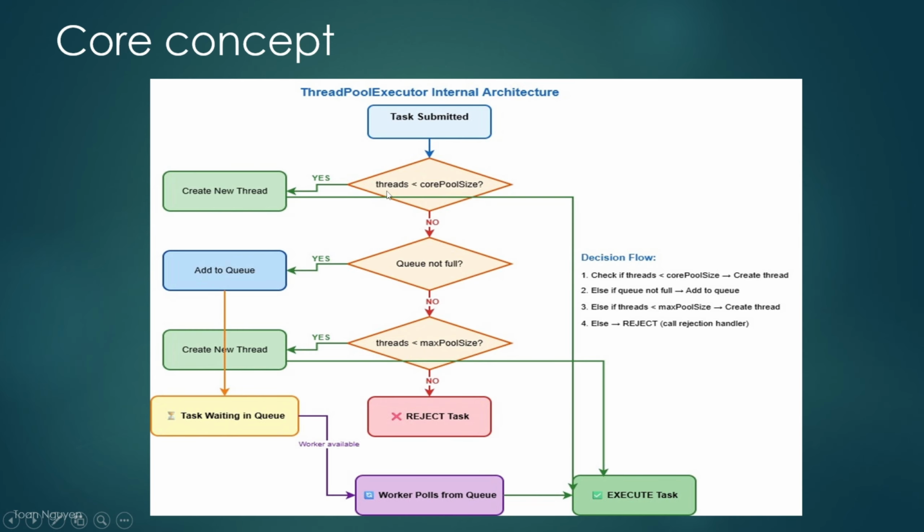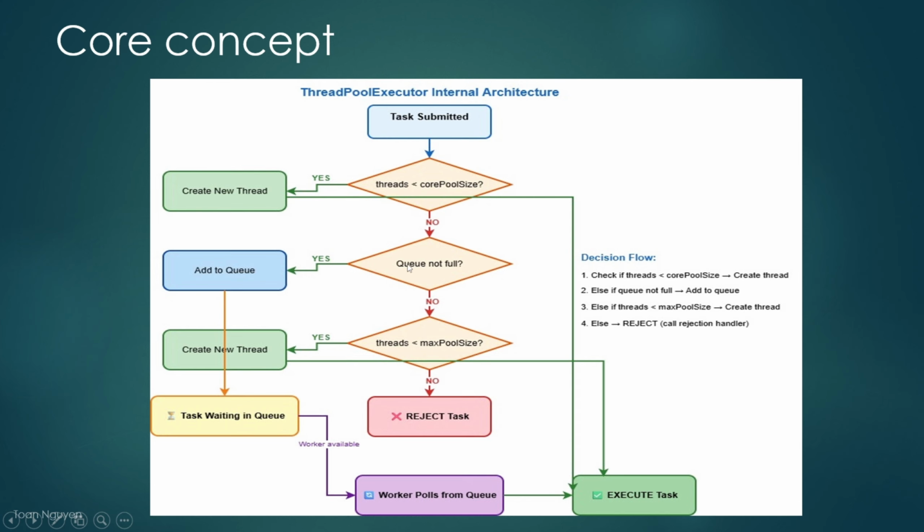If the current thread count is less than the core pool size, then a new thread is created and executed immediately. Otherwise, it checks whether the queue is full or not. If the queue is not full, the task is added to the queue. The task stays in the queue and waits. After that, when a task is waiting, any idle worker thread will take the task from the queue and execute it. Then the task is executed.